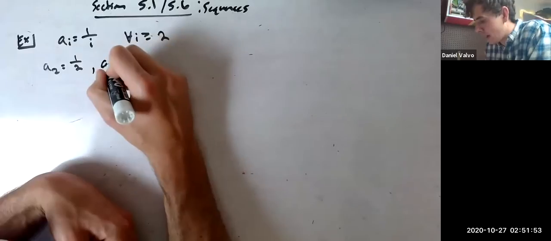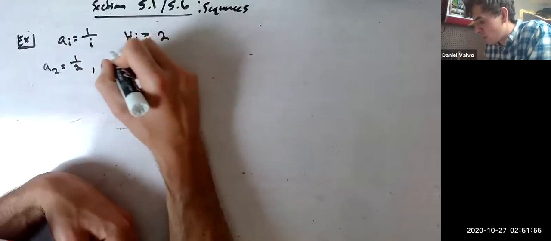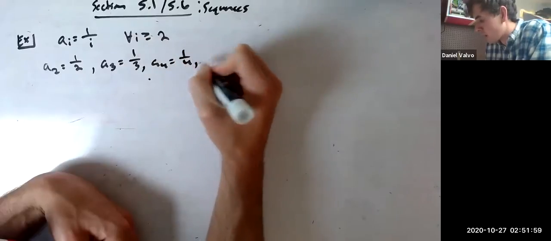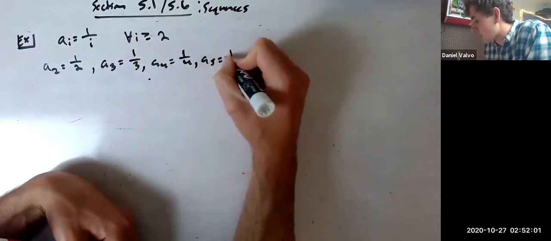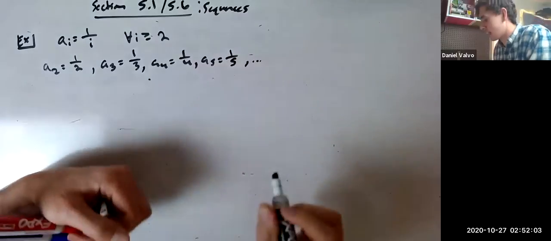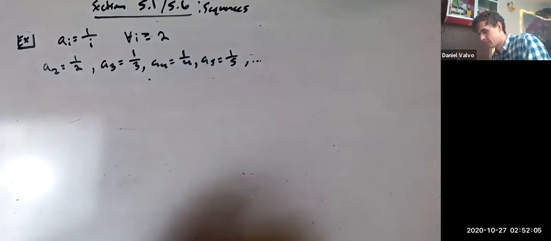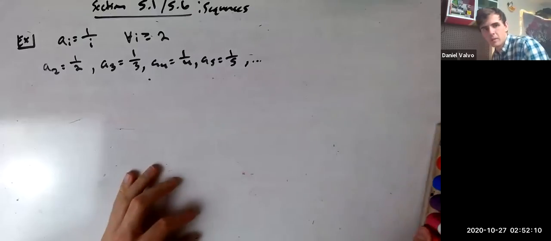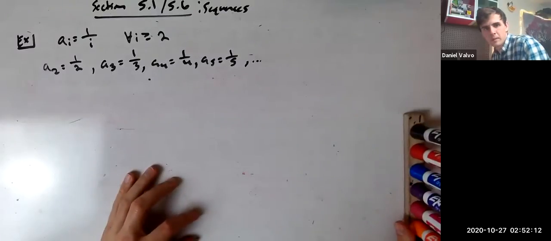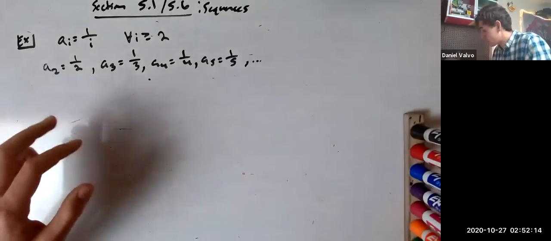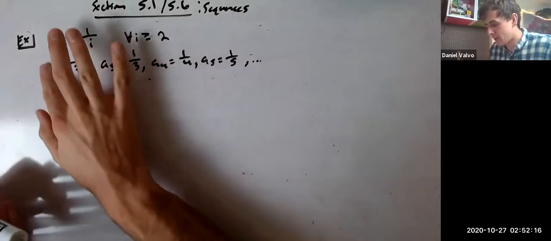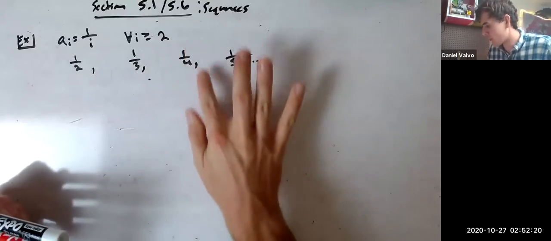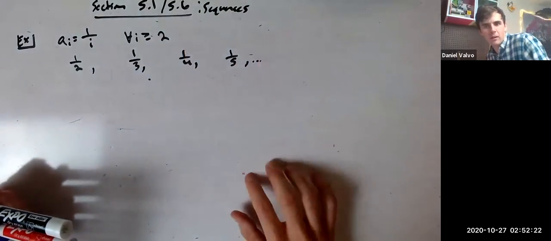Then you get A3 is going to be 1 over 3. A4 is going to be 1 over 4. A5 is going to be 1 over 5. And it continues like that. So if we get rid of the A, the sequence is just 1/2, 1/3, 1/4, 1/5, and it goes on and on like that.